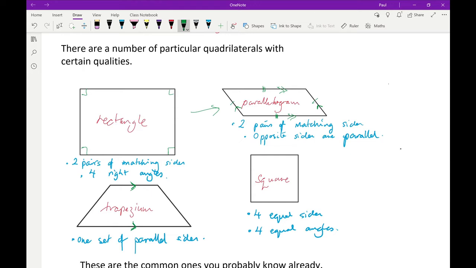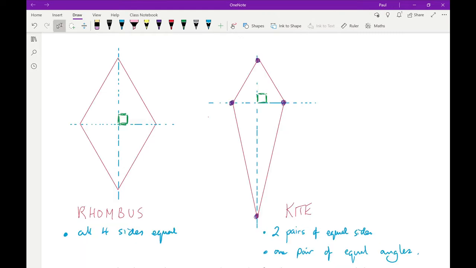Finally we've got the square, which has got four equal sides, and the four equal angles must necessarily be right angles because there are 360 degrees in a quadrilateral. And if you share that equally, four ways, that gives you 90 degrees.